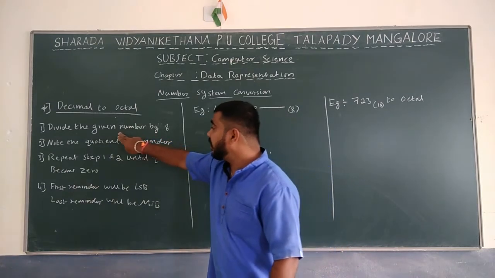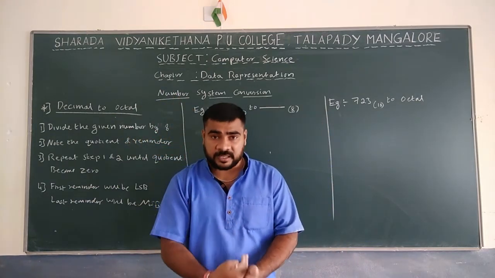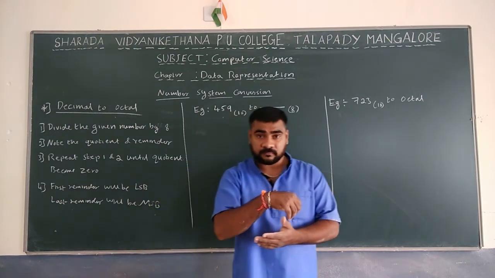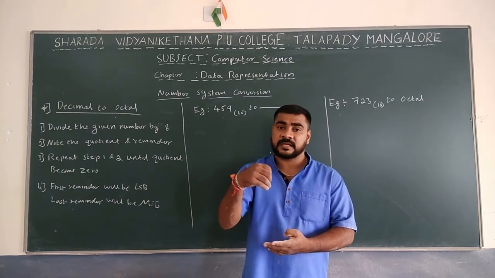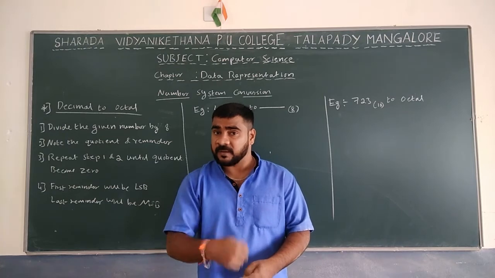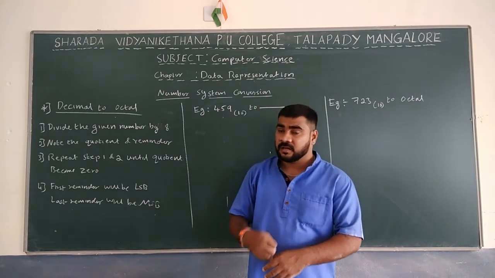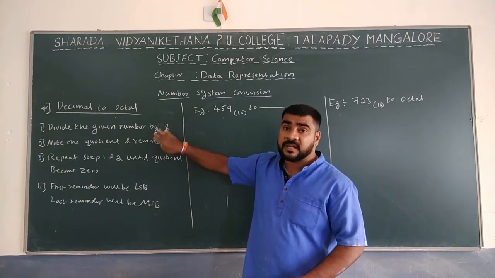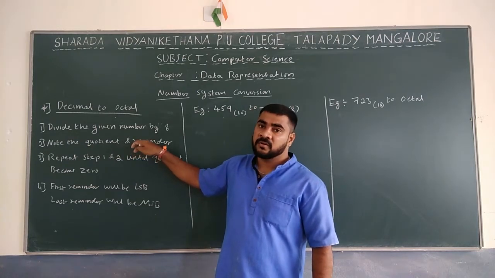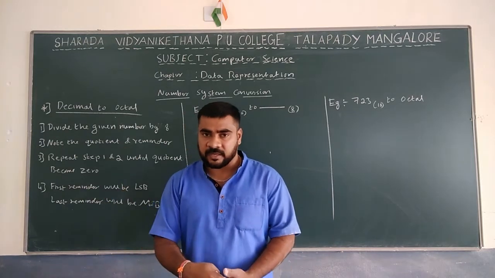The first step is to divide the given number by 8. If any number is given, we have to take the number and divide it by 8. In case of decimal to binary, we divide by 2, but here we are dividing by 8. After dividing, you have to know the quotient and the remainder, and write down the quotient and remainder.